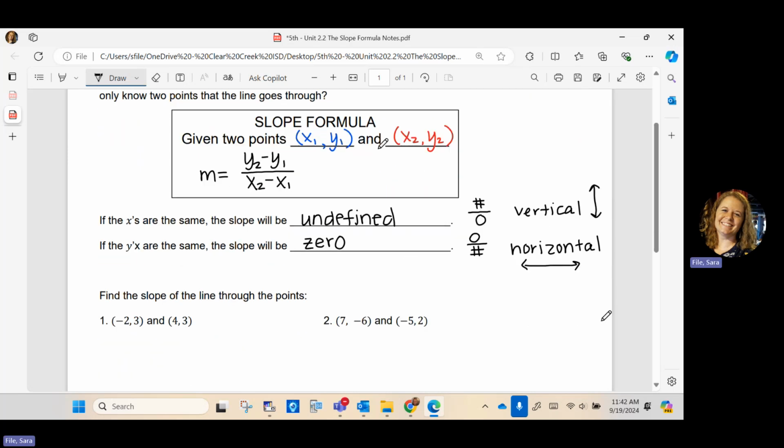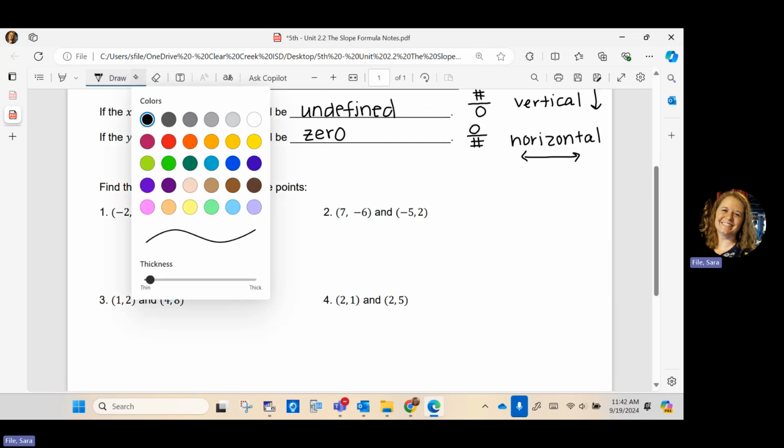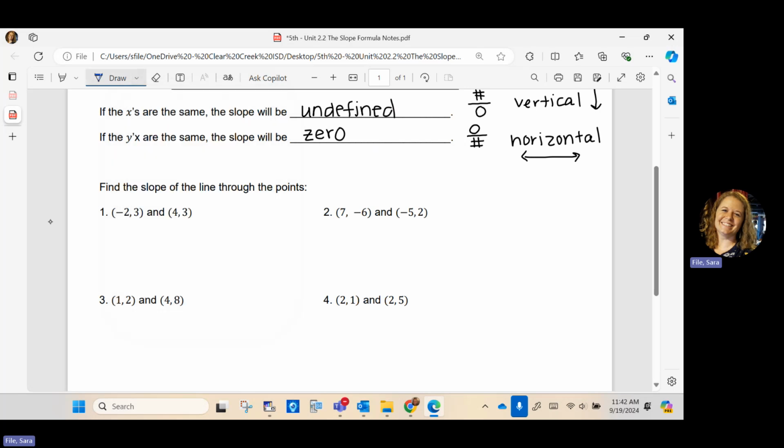All right, so we're going to apply this. We're going to label the points as x1, y1, x2, y2, and calculate the slope. I'm going to try and keep this color coded for us. So I'm going to say that this is x1 and y1, and that this is x2 and y2. And then I'm going to plug into my formula.